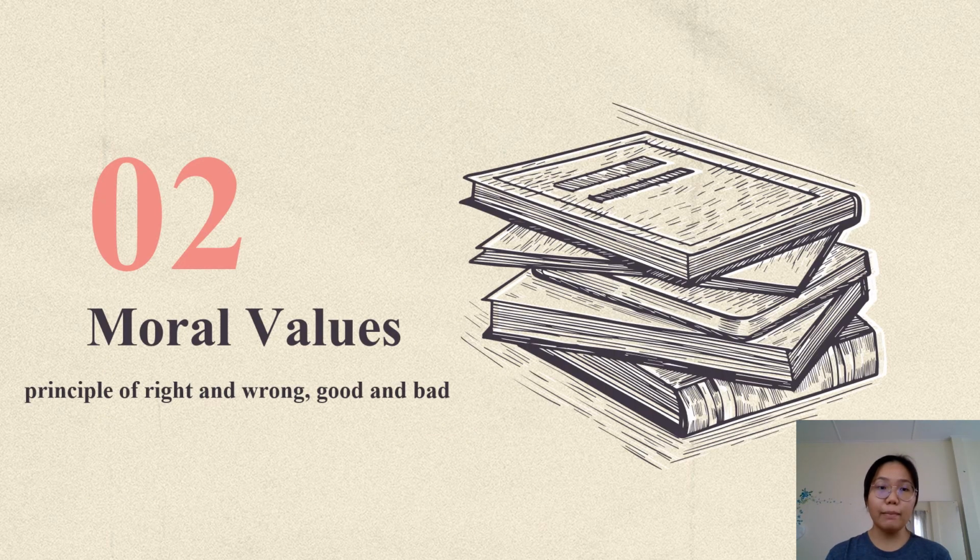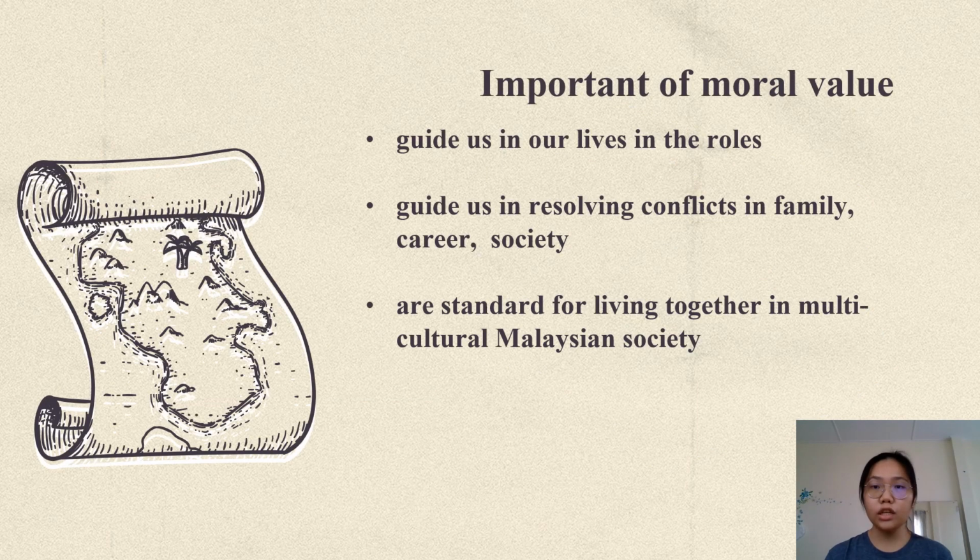This slide is about moral values. Moral values are principles of right and wrong, good and bad. Importance of moral values: they guide us in our lives and in the law. Moral values guide us in resolving conflicts in family, race, and societies. Moral values are the center for living together in multicultural Malaysian societies.